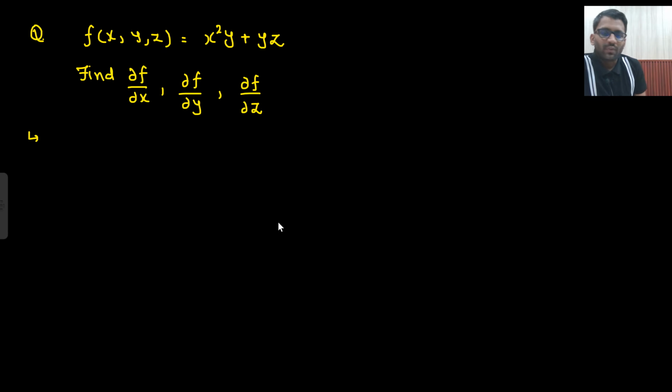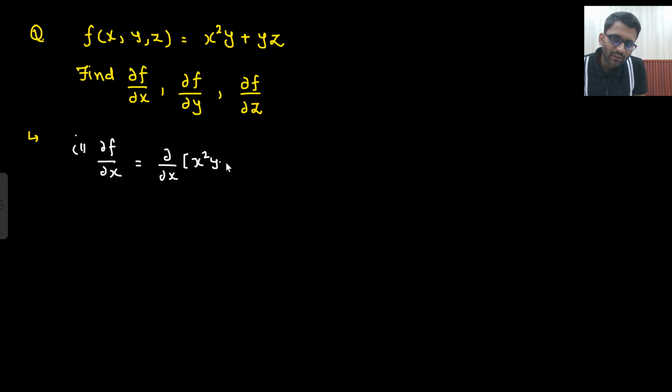Before starting the vector calculus part, let's see the very basics of differentiation. You need to partially differentiate this scalar field function with respect to x, y and z. What is the first question? You need to partially differentiate with respect to x. So del f by del x. The function is x square y plus yz. I can break it like this: del by del x of x square y, plus del by del x of yz. If you already know it, you can skip it.